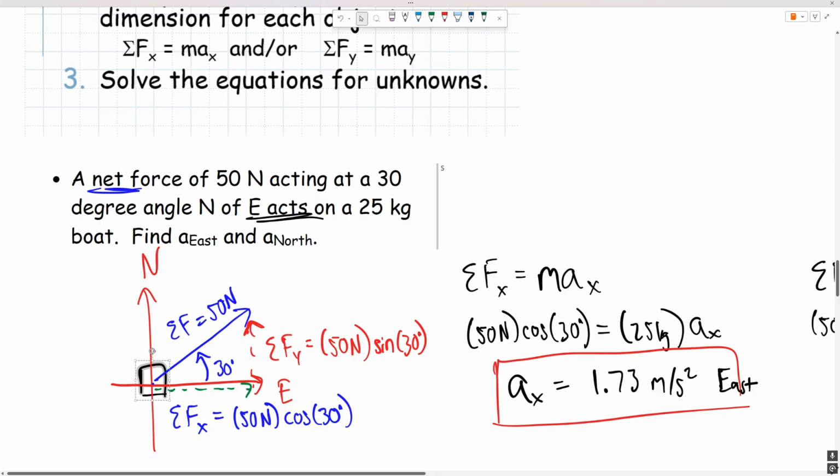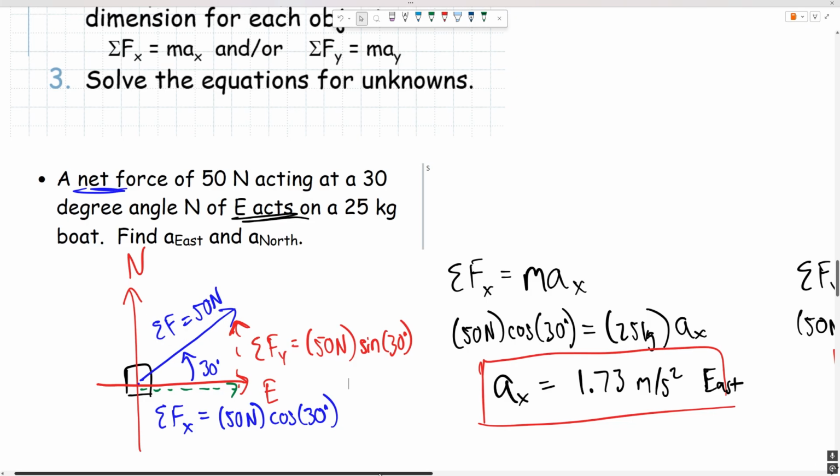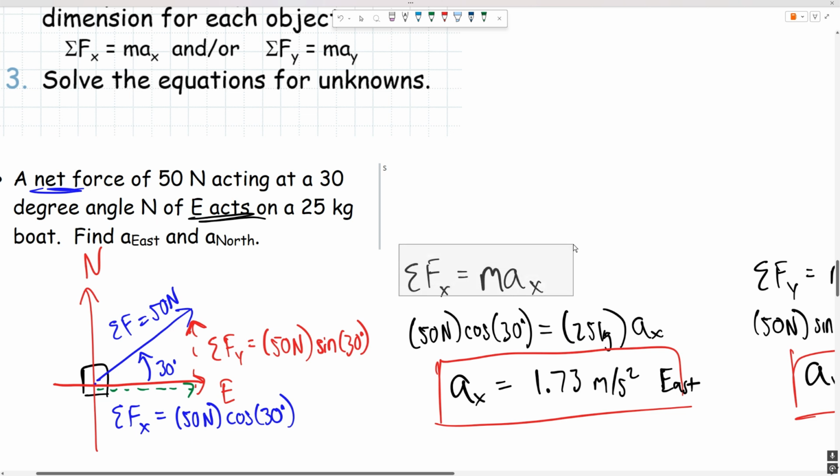And in our north direction and east direction, we have a net force of 50 newtons at a 30-degree angle north of east. Okay. So what we could do is write out our equation for each direction. If I want to know the acceleration to the east, that's in my x direction. So the net force in the x direction equals mass times acceleration in the x direction.